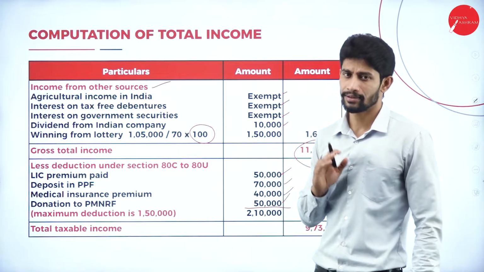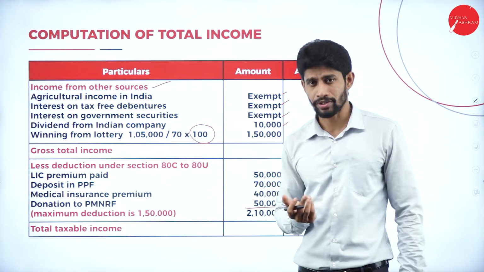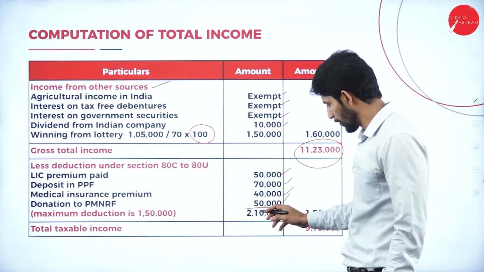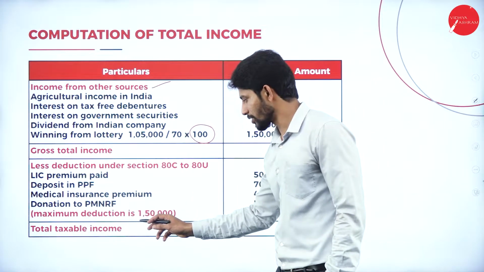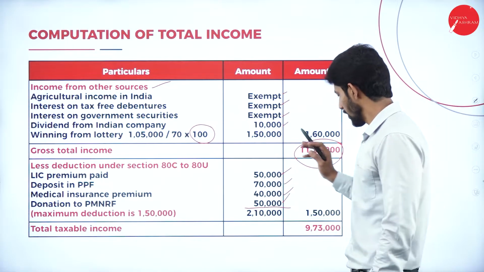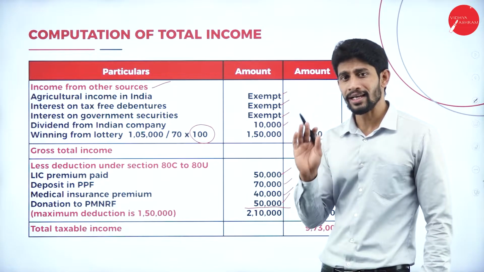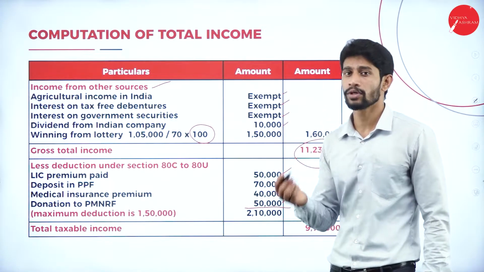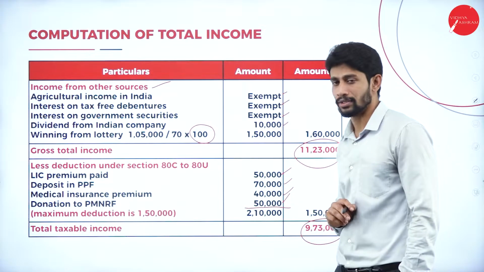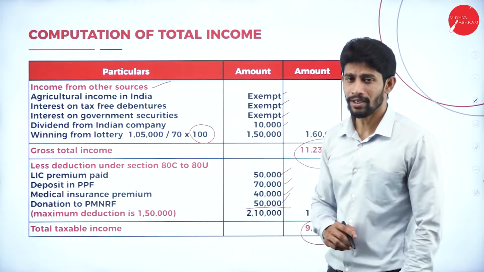You will get 2,10,000. But under section 80C to 80U, you can take the maximum deduction of 1,50,000, not more than that. But here we are claiming 2,10,000. But what is the maximum deduction? 1,50,000. So we are giving 1,50,000 deduction under section 80C to 80U. Even though you have spent more than 1,50,000, you are eligible to claim only 1,50,000, not more. So deduct that value. Balance 9,73,000. That value is called total taxable income.